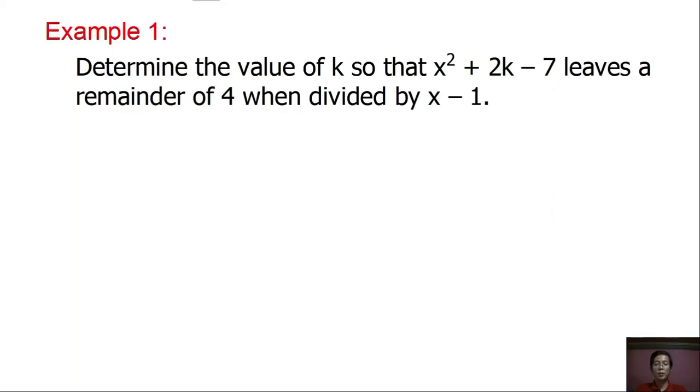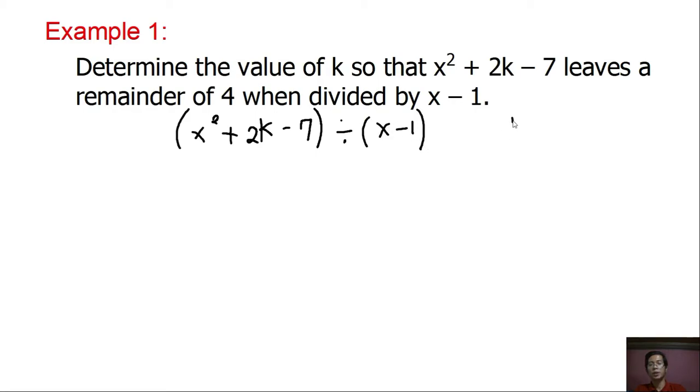Okay, example number 1. Determine the value of k so that x squared plus 2k minus 7 leaves a remainder of 4 when divided by x minus 1. Okay, so pag daw si x squared plus 2k minus 7 ay dinivide ni x minus 1, ang remainder na lalabas ay equal to 4. Ano daw ang value ni k?